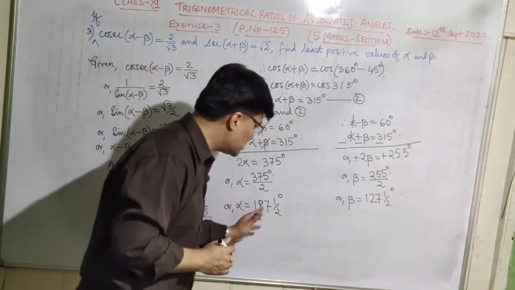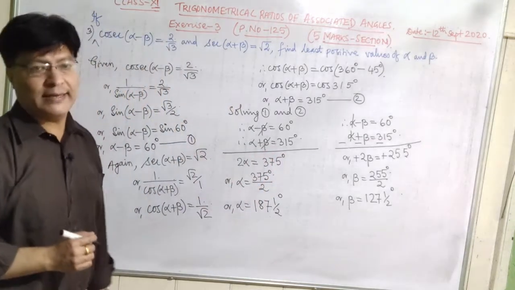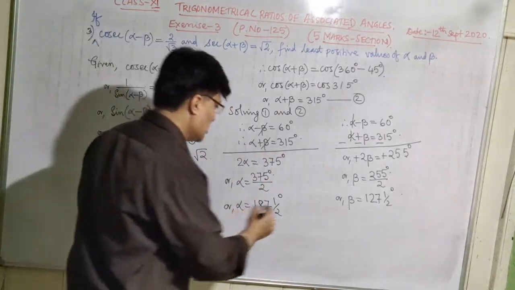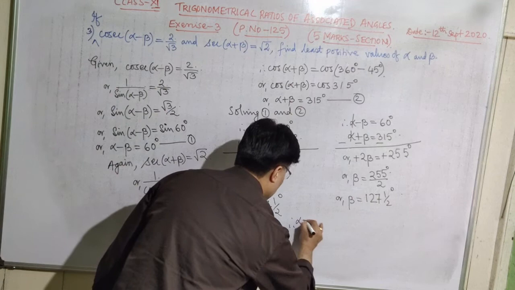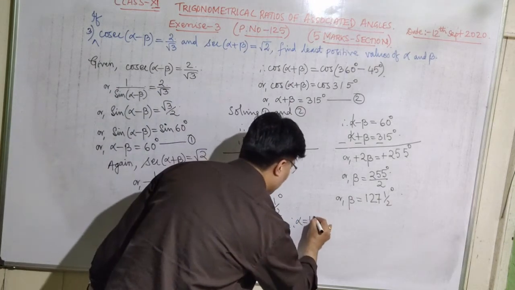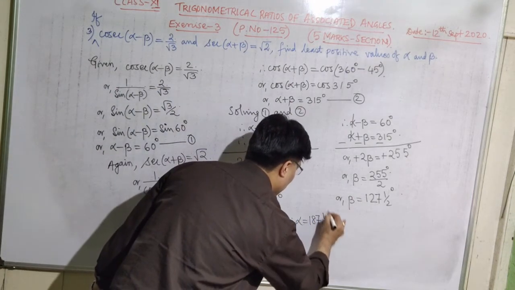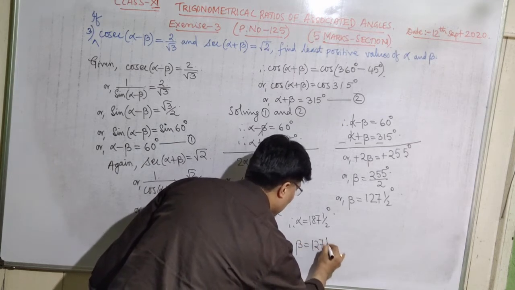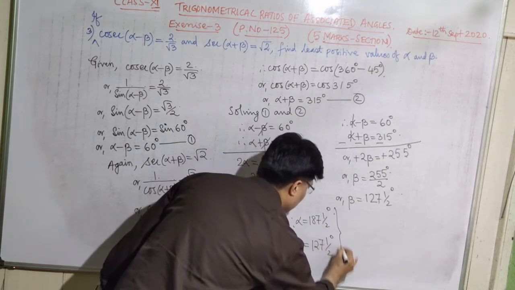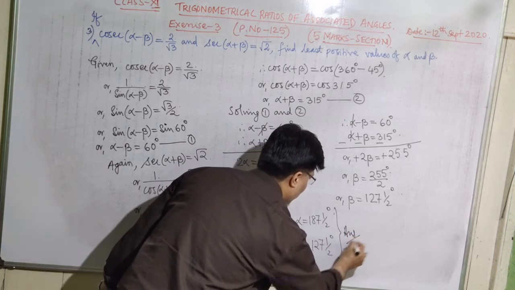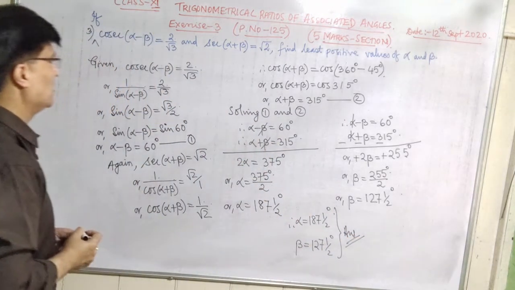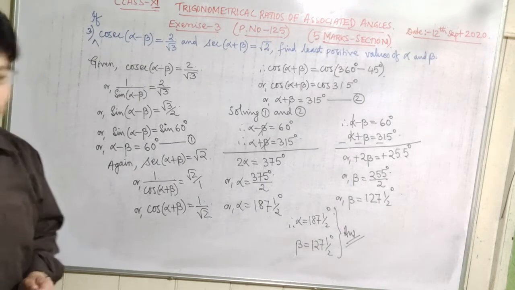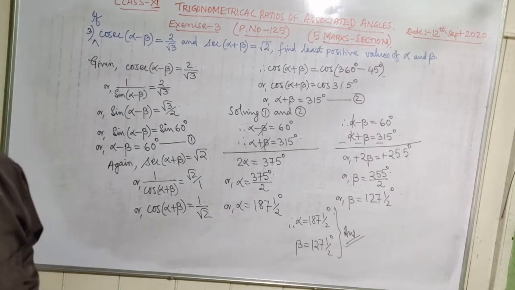So these are the least positive values of alpha and beta. So these are the answers. Let us write down the answer here. Alpha is equal to 187.5 degree. And beta is 127.5 degree. So these are the final answers. I think you have understood it. So you can copy it. Now we'll do the next question.